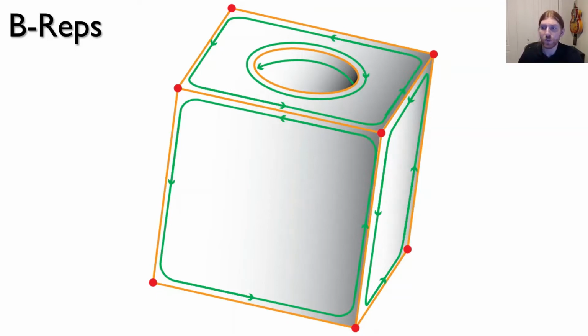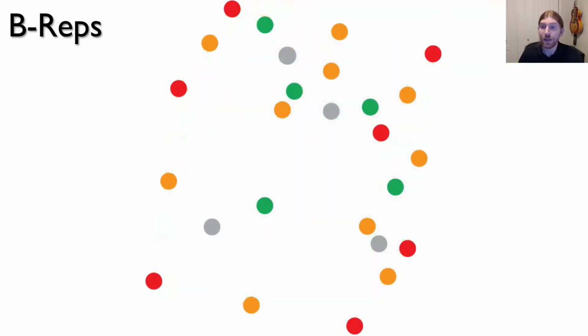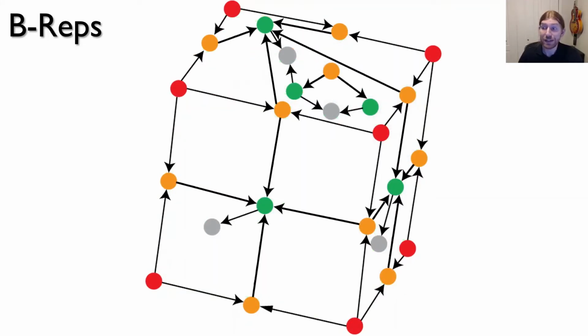These topological relations form a natural graph structure. Let's replace each entity with a node. Then we can draw an edge from each bounding entity. The parametric geometry information stored in the nodes and boundary information conveyed by edges fully define the shape.